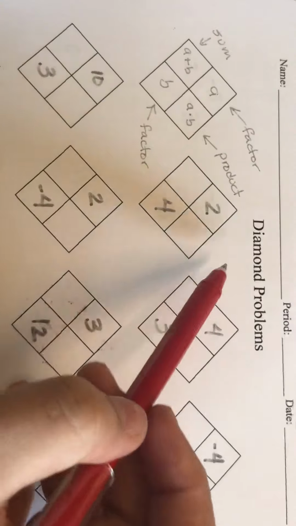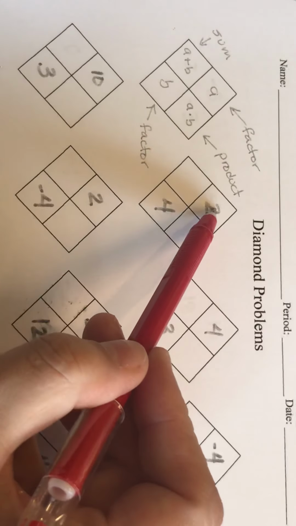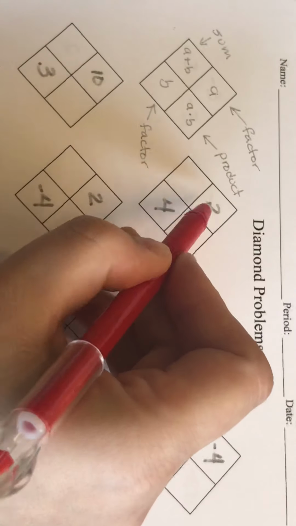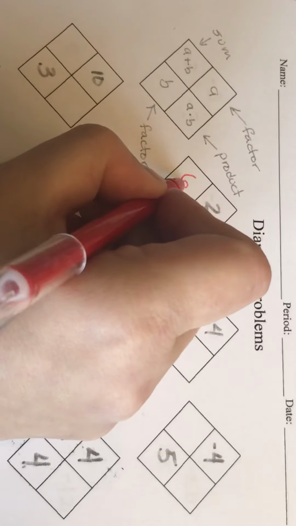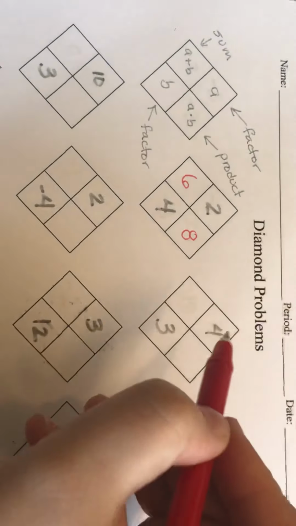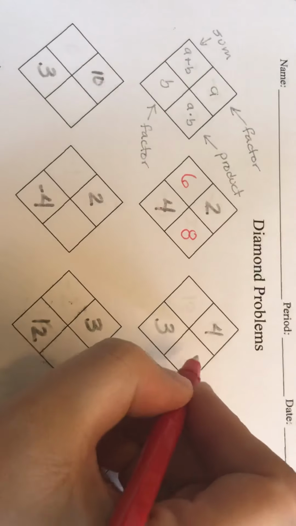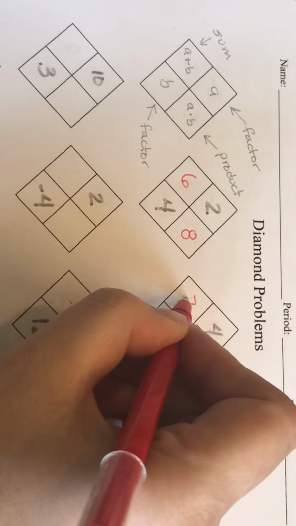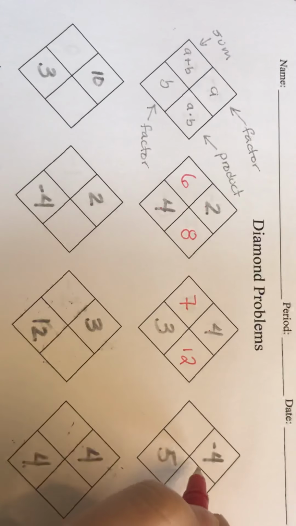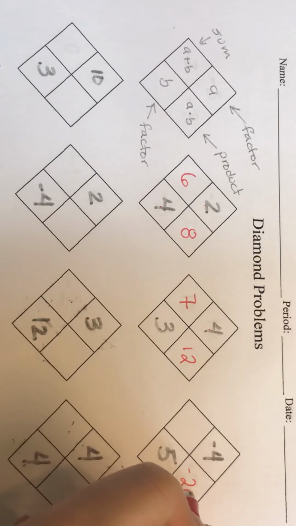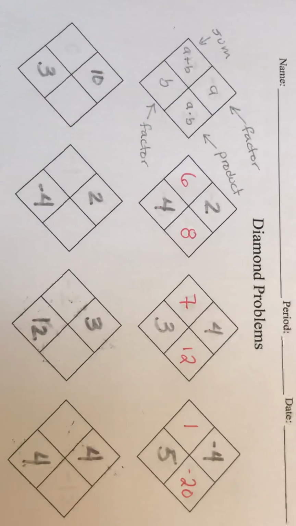So here's an example. If I have 2 and 4, I multiply 2 times 4 and I get 8. And I add 2 plus 4 and I get 6. So there's an example of how this pattern works. Let's do another one. 4 times 3 is 12. 4 plus 3 is 7. Here's another one. Negative 4 times 5 is negative 20. Negative 4 plus 5 is 1.